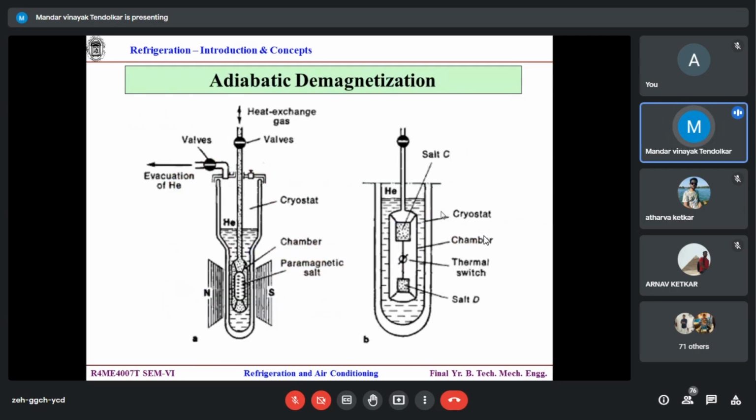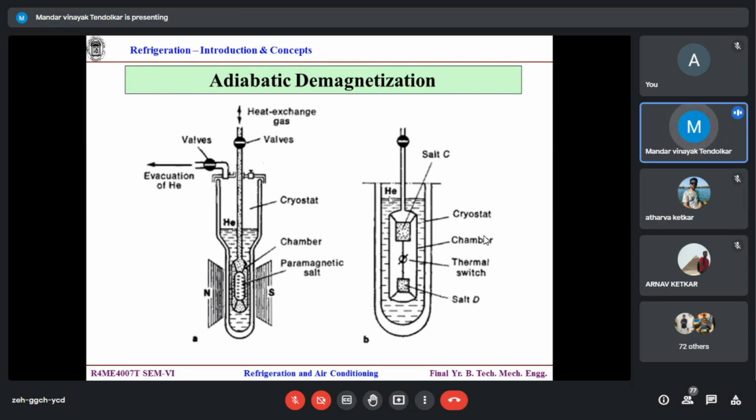And this is the adiabatic demagnetization, which we have seen a little bit as far as the process. Now this is a schematic. Inside a container, there is some pre-cooling, let's say a liquid nitrogen bath or liquid oxygen bath, 77 Kelvin or 90 Kelvin. Then inside that is the liquid helium. So you are bringing it now close to 4.2 K.